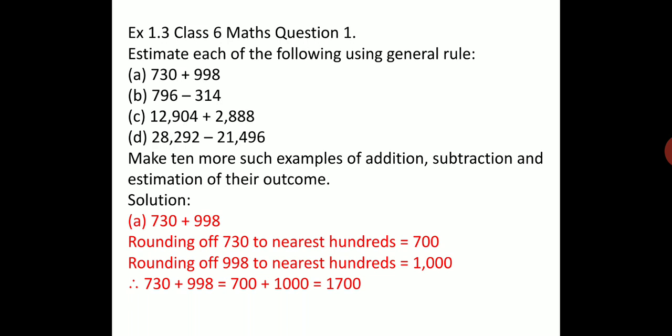You can see now A part. Now 730 plus 998 round. Now rounding off of 730 to nearest 100 will be equal to 700. Now round off of 998 to nearest 100 will be 1000. Now therefore 730 plus 998, I will take the round off value, and the value is 700 plus 1000, and the answer comes equal to 1700.